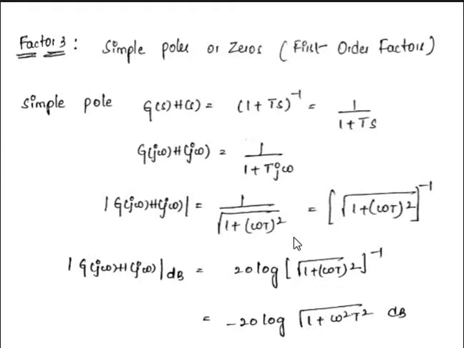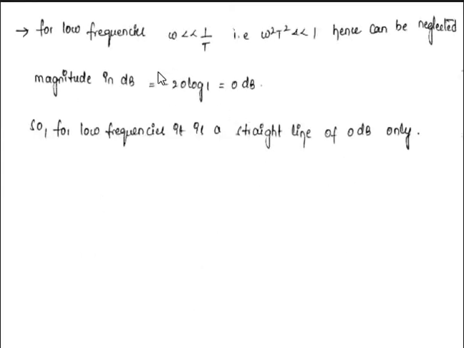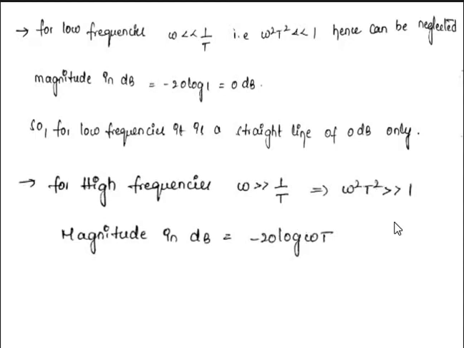This is the equation for magnitude, and here we want to split the total magnitude plot into two parts, for low frequencies and high frequencies. The magnitude plot for low frequencies is minus 20 log 1, that is equal to 0 dB. For high frequencies, the magnitude plot is minus 20 log omega T. This is the low frequency magnitude plot, and this is the high frequency magnitude plot.